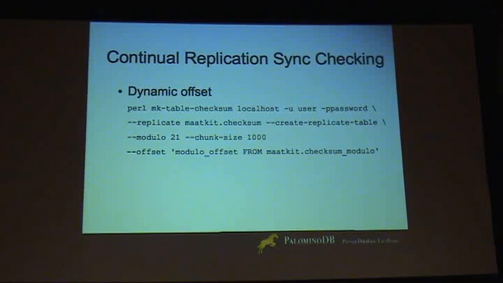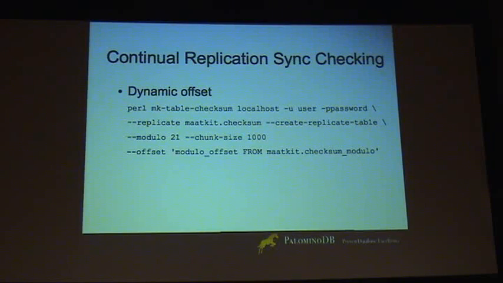Modulo load 21, chunk size 1,000. Offset is now everything after the word select in a select statement. So you would make a table in the Maatkit database called checksum modulo with one column called modulo offset. This could have been anything. It could have been foo from bar, from maatkit.bar. It doesn't have to be that specific one. I just gave them those names because they're very easy to do.